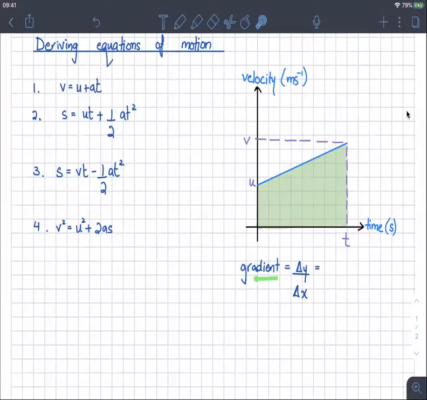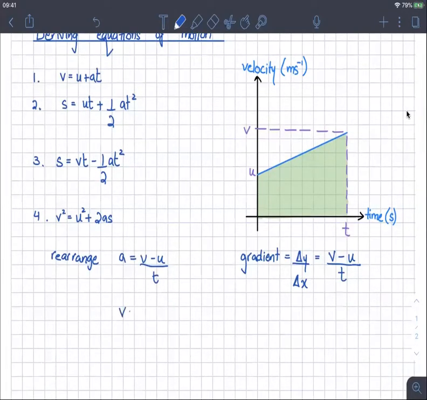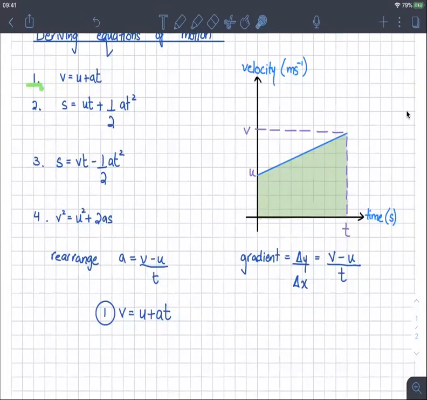Now let's see what we can derive from this graph shown right here. The first thing is that the gradient in this case represents the acceleration. And the gradient, we all know, is given by the change in the y quantity divided by the change in the x quantity. The change in the y quantity is just v minus u divided by the change in the x, which is just t. So we're basically done. If we simply rearrange this equation, a is equal to v minus u over t. And if you do that and make v the subject, you get v is equal to u plus at, which is basically the first equation right here.